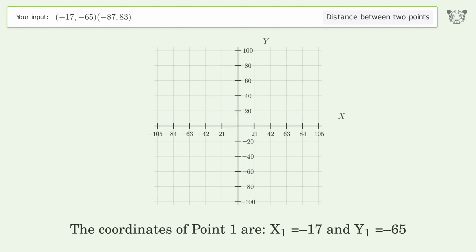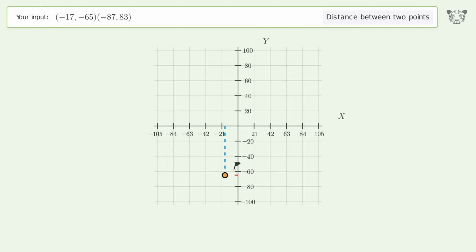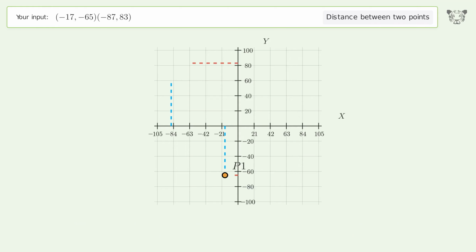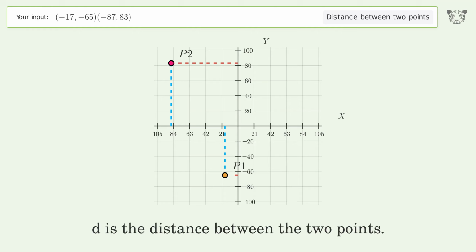The coordinates of point 1 are x1 equals -17 and y1 equals -65. The coordinates of point 2 are x2 equals -87 and y2 equals 83. D is the distance between the 2 points.